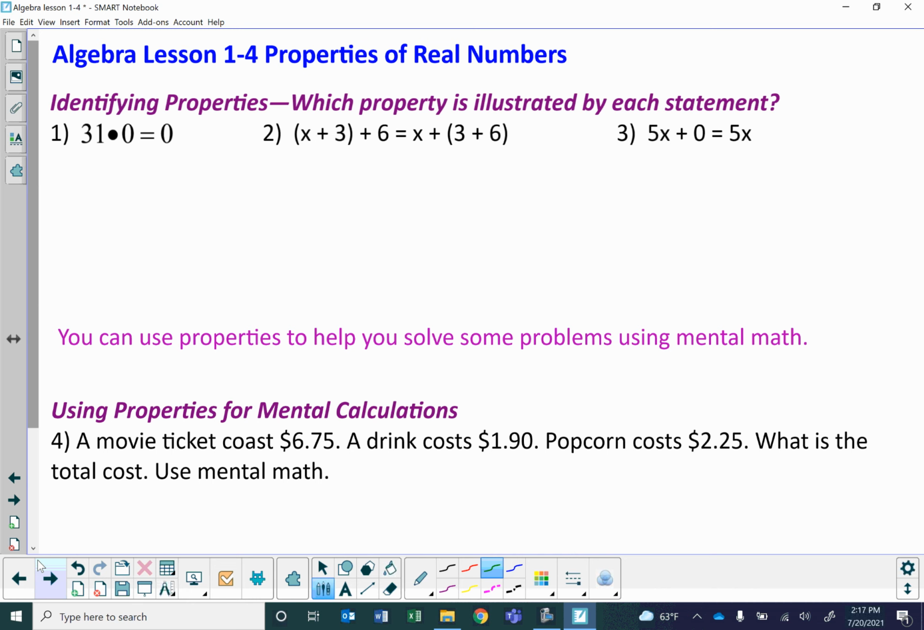Here we go. On number 1, it says 31 times 0 equals 0. Well, that reminds me of a property we just discussed, the zero property of multiplication, because anything times 0 is 0. So this would become the zero property of multiplication.